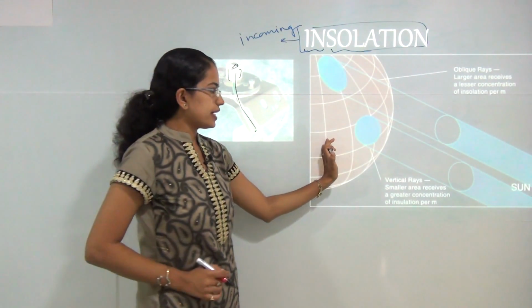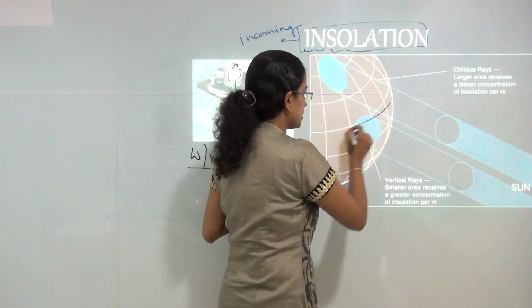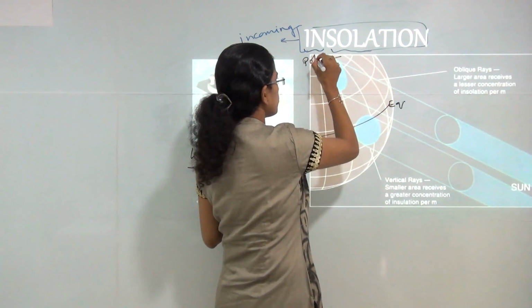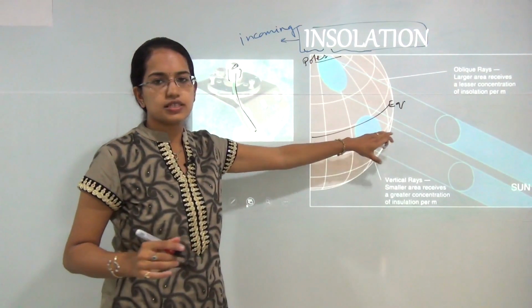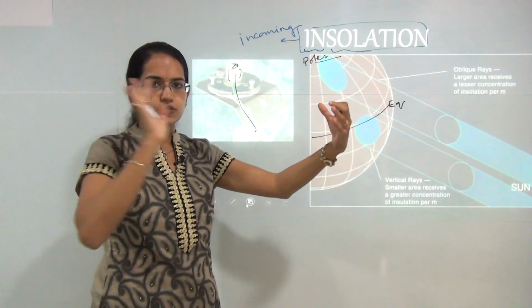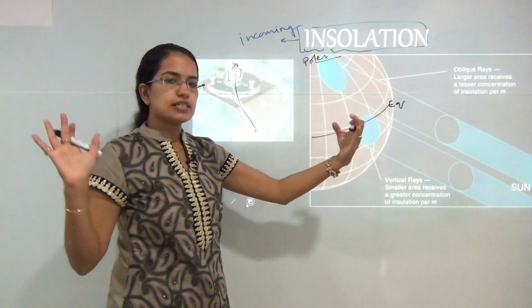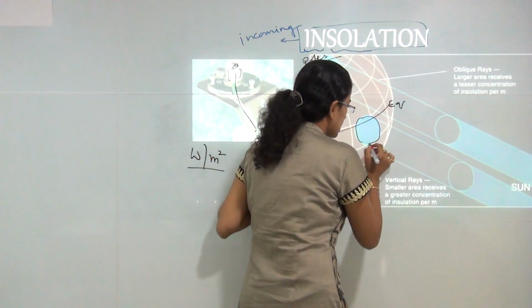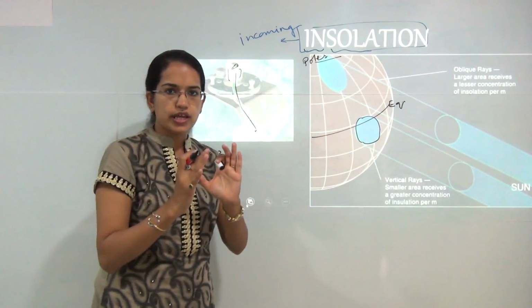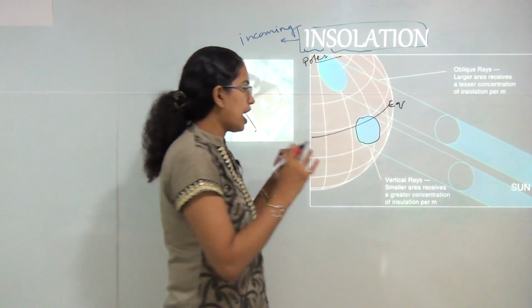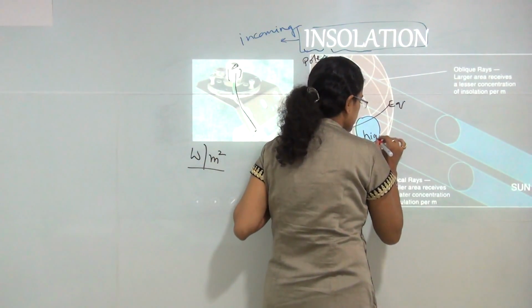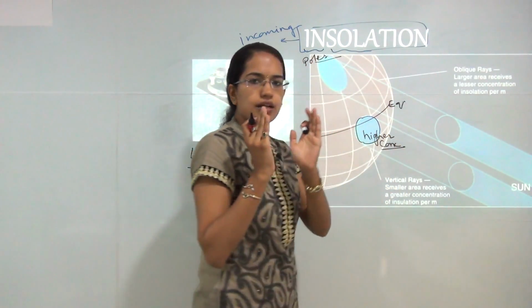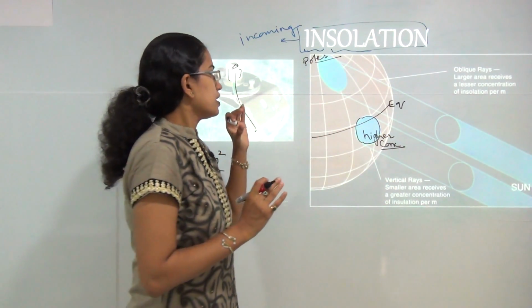In this diagram, you can see the equatorial region and the polar region. So what is happening towards the equatorial region? The equatorial region receives direct sunlight. When direct sunlight is received in a certain region, what would happen? It would be concentrated into a smaller area and it would have higher concentration, limited to a smaller area.